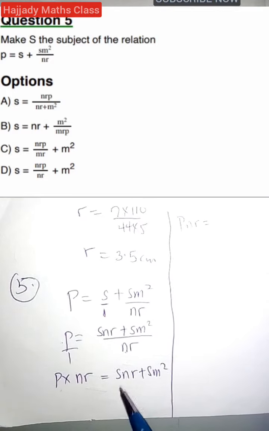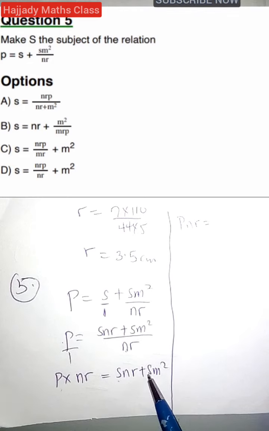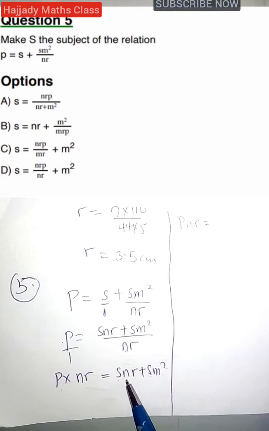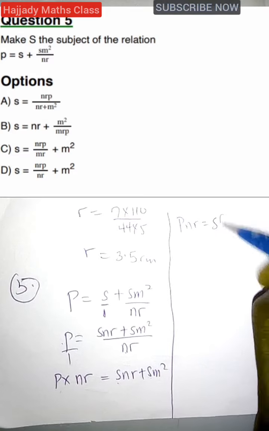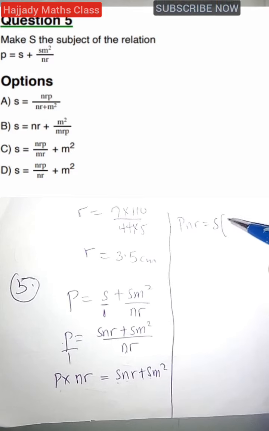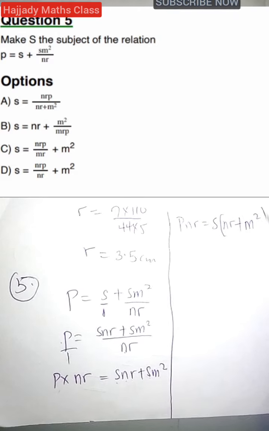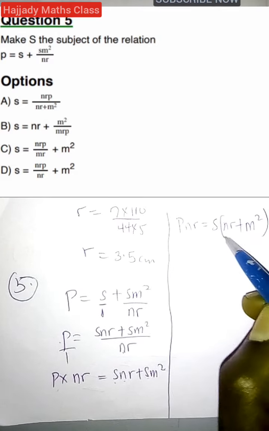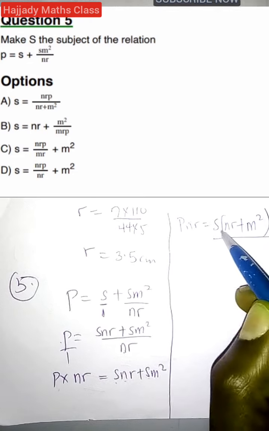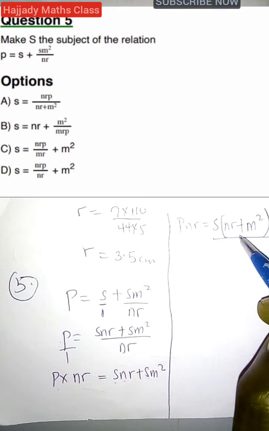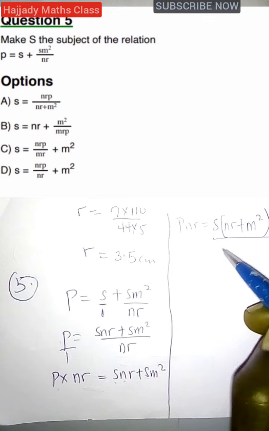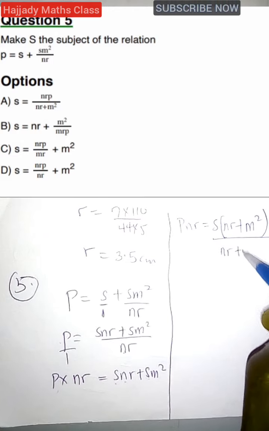This gives PNR. From here, since we want to make S the subject of the formula, we can factorize S. So we have S into bracket, what is left here is NR, and here we have M squared. Dividing both sides by the coefficient of S, because we want to eliminate anything associated with S, we want to chase them away, so here we have NR plus M squared.